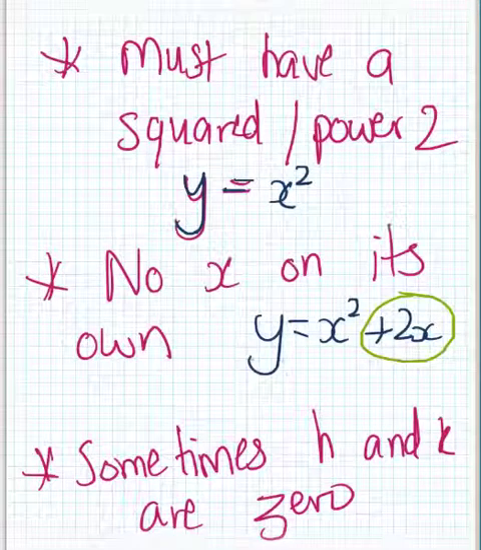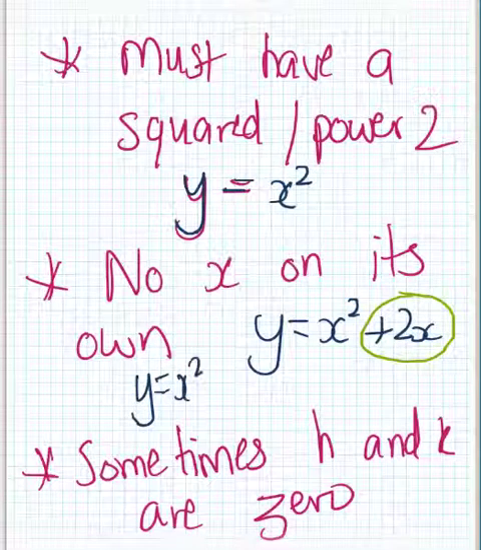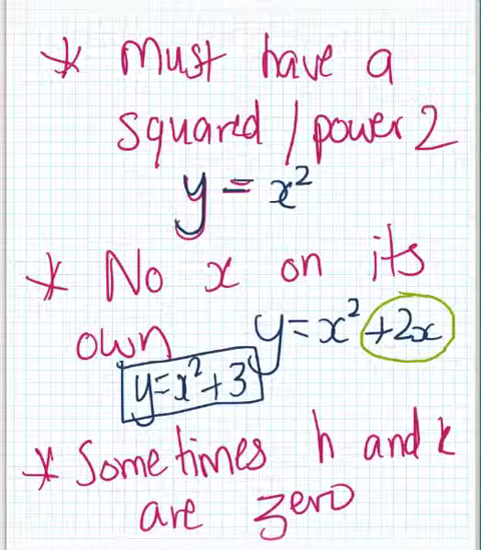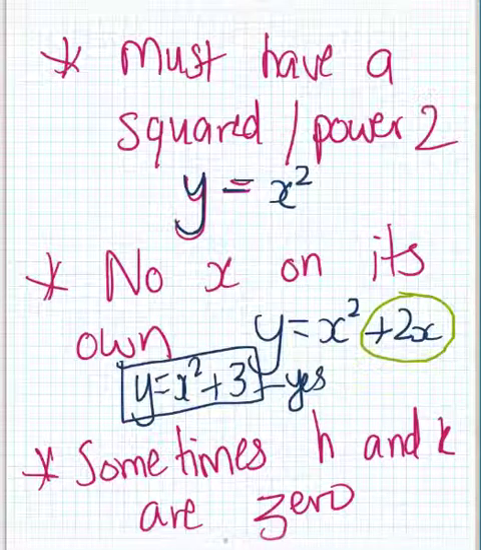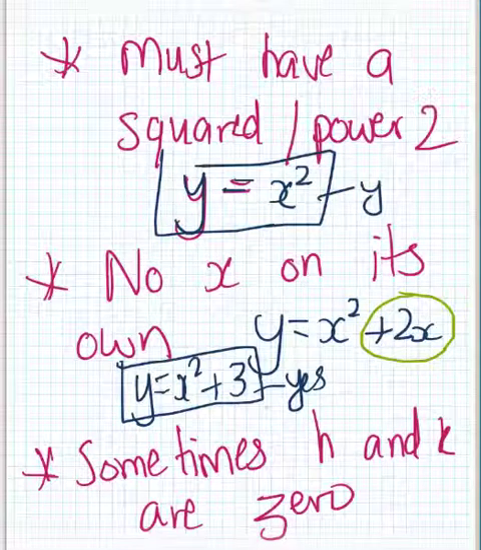So if we had, for example, y equals x squared plus 3, just say. Now, is this in turning point form according to these 2 points? Let's check. We must have a squared or a power 2. Yes, we do. And no x on its own. We have a number, a constant on its own, that +3, but there is no x. So this is actually in turning point form. And so is our basic parabola. This is also in turning point form.